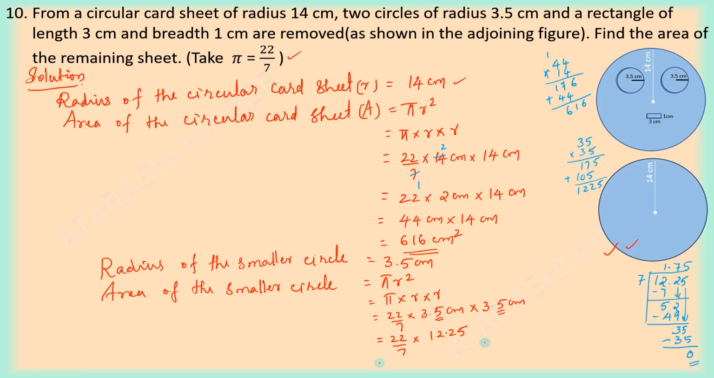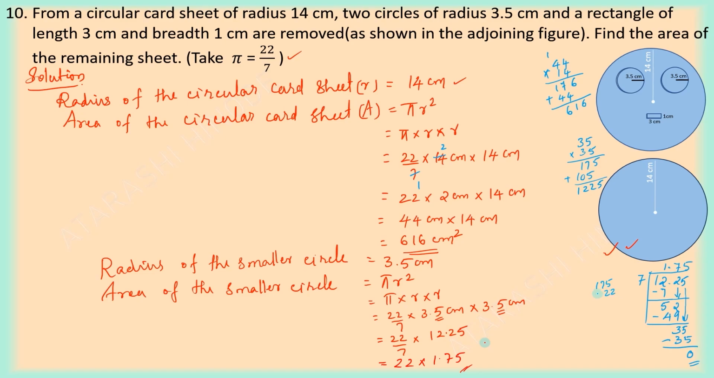That is equal to 22 multiplied by 1.75. Now we have to multiply 22 and 1.75. For that, first let us multiply 175 by 22. After that, we will put the decimal.